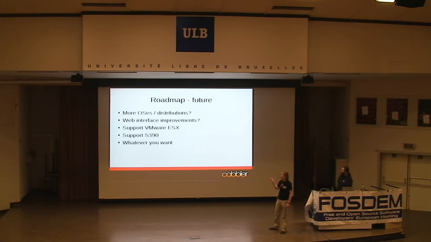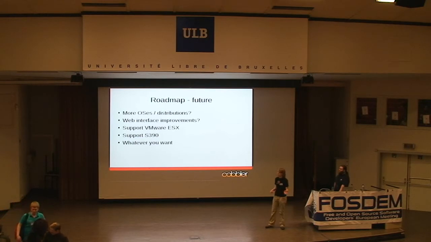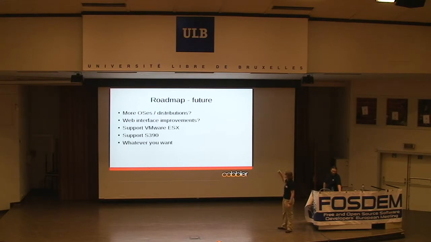The S390 mainframe support actually has been added last week, so this will move to 1.6 probably. Also, because this is a community project, users can just inject any feature they want on the roadmap, and if they submit patches for it, or it's a really good idea and we want to do it ourselves, we just add it to our roadmap. Top line here, maybe we should rethink naming our top object in Cobbler a distribution, because I don't think we can name FreeBSD or Windows a distribution, really, but that's something we have to work out.